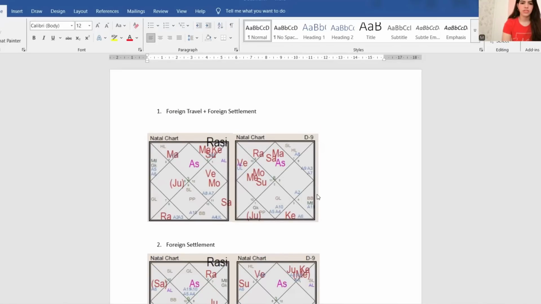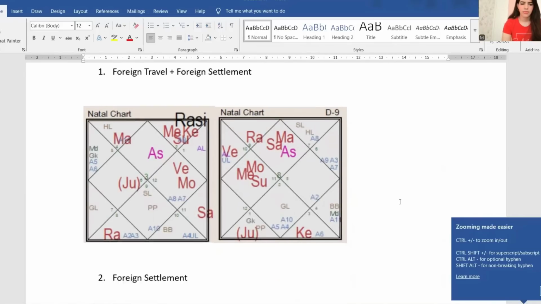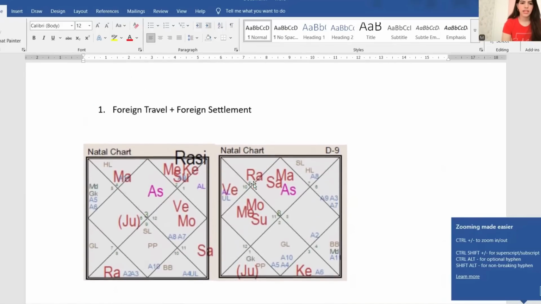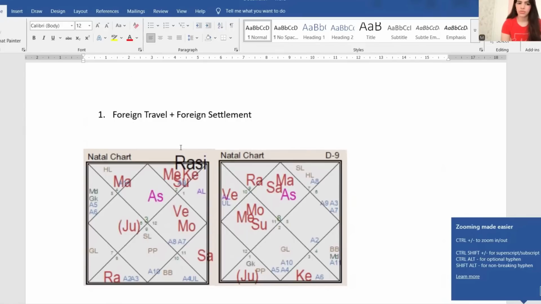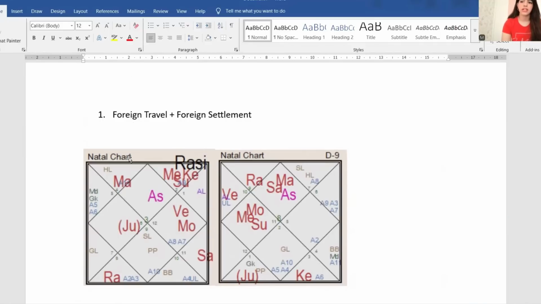Okay, so this is the first chart that we have. And you can see that this is the chart in which there is foreign travel also, and there is foreign settlement also. So the person is involved in a work which is very strongly connected with different countries. And the person has to travel a lot for work. And the person is also settled in a place away from his home country. So foreign settlement is also there. And this is the D1 chart and this is the D9 chart. So now first, let's look at the chart.